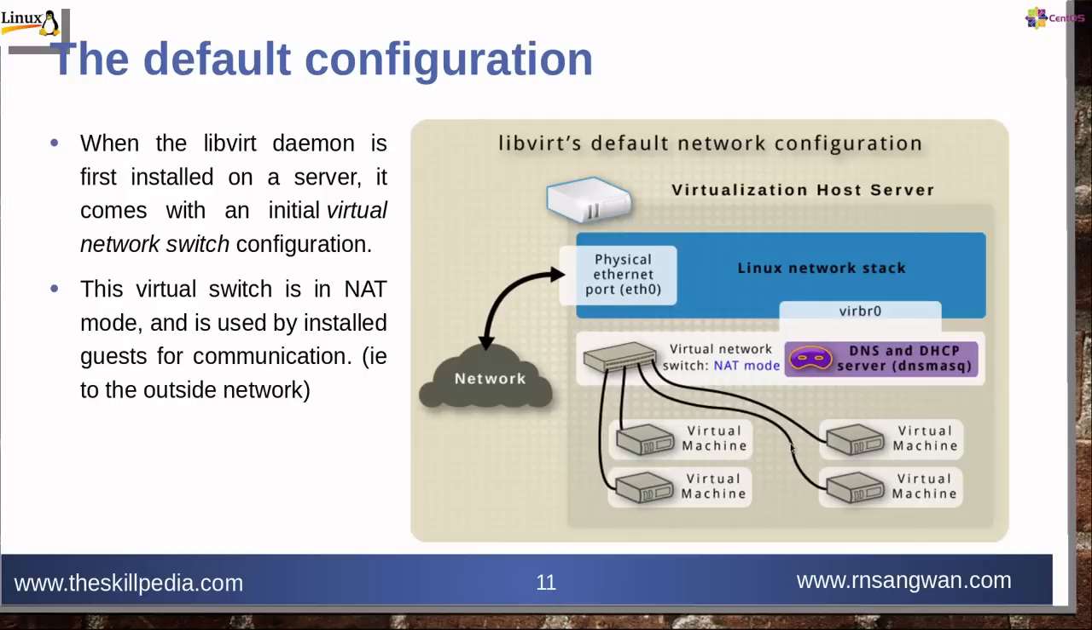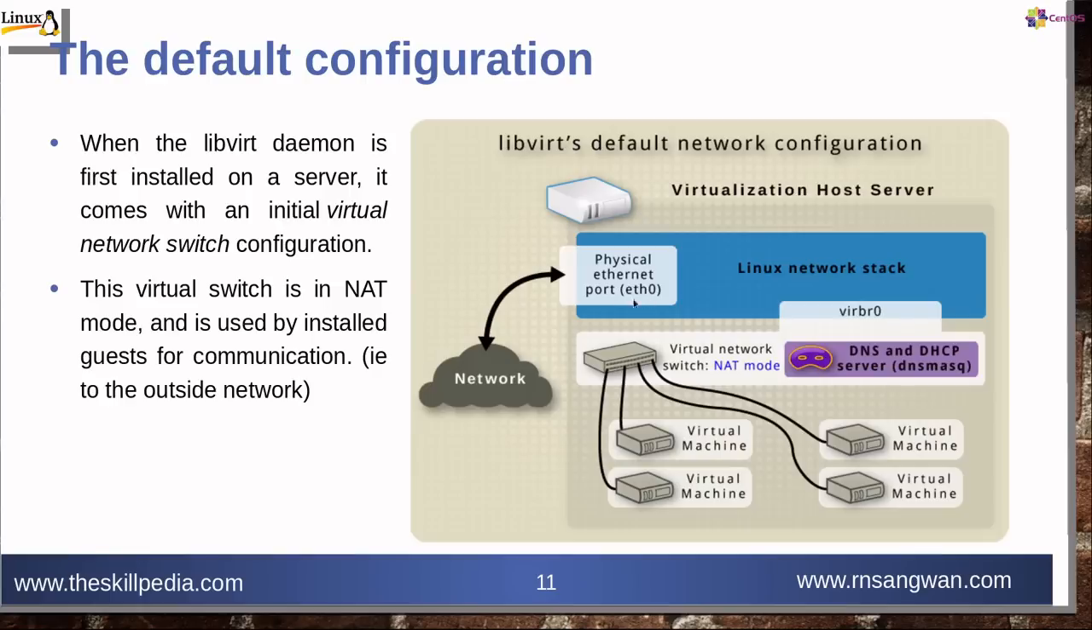What is the default configuration? These are the three modes we discussed. When you install and start libvirt and the dnsmasq service is started, what is the default configuration? When the libvirt daemon is first installed on a server, it comes with an initial network switch configuration, and this switch is in NAT mode and is used by installed guests for communication to the outside world.